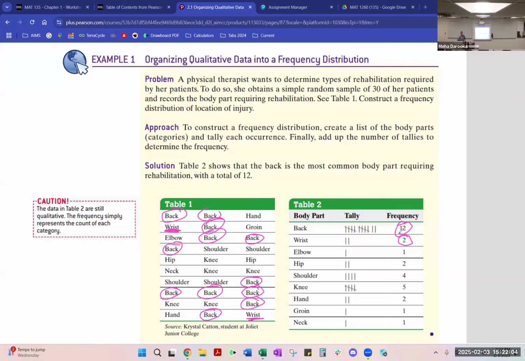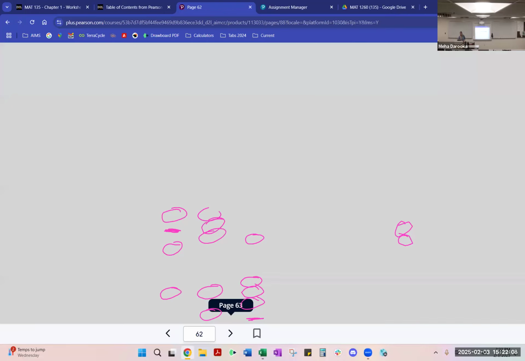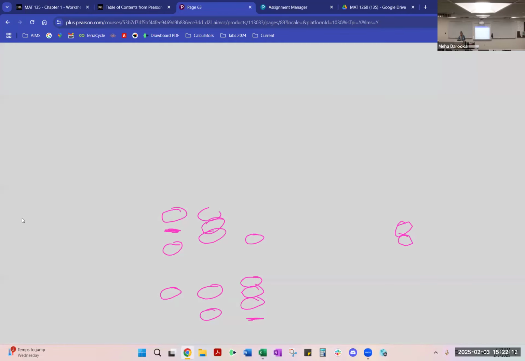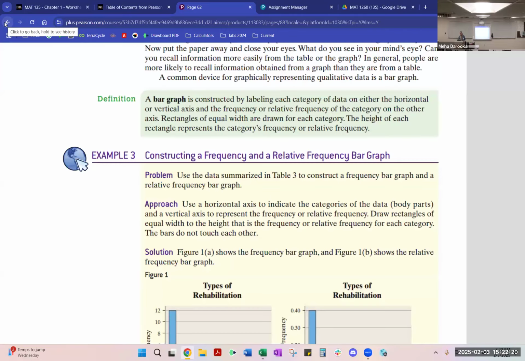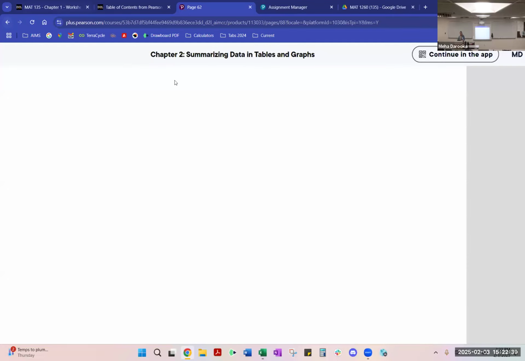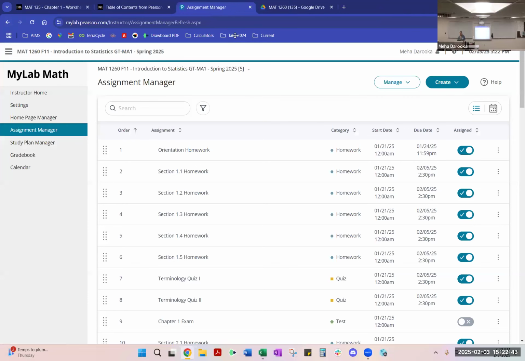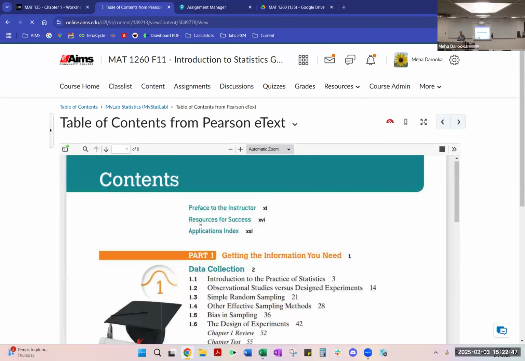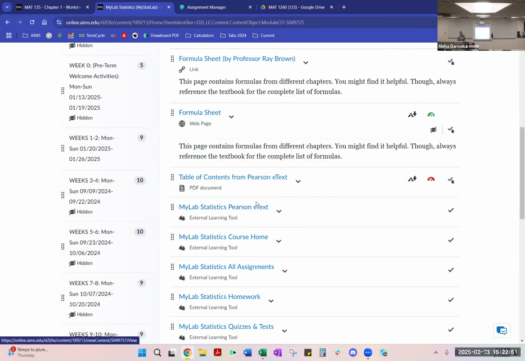Every now and then that textbook does not like to move forward. Not sure why it does that.